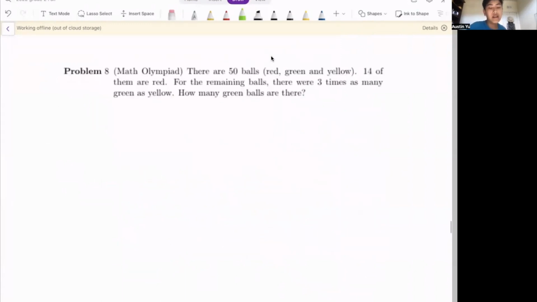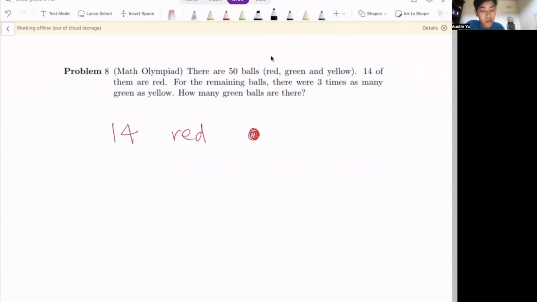Finally, problem 8. There are 50 balls, red, green, and yellow. 14 of them are red. For the remaining balls, there are 3 times as many green as yellow. How many green balls are there? There are 14 red, as stated. 14 red balls.